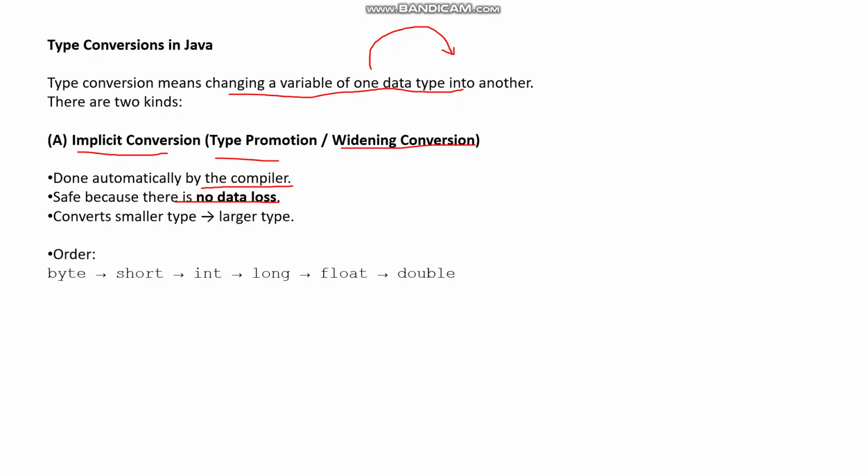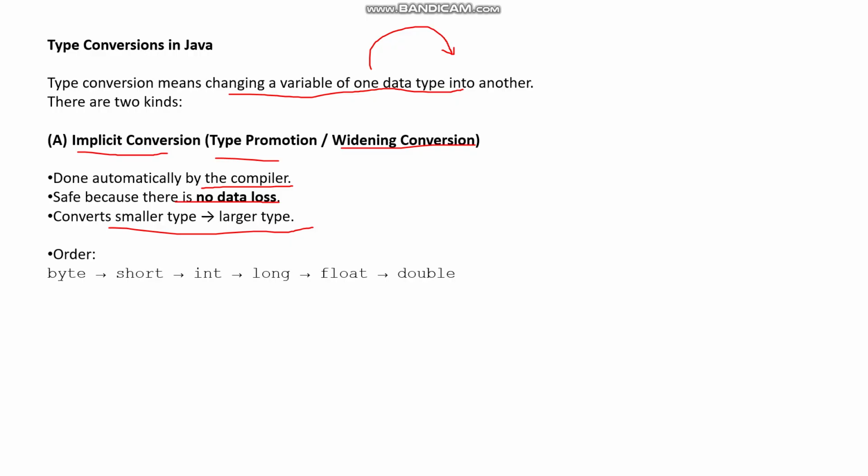Why? Because we are converting a smaller type into a higher type. There is no loss of the data here. It converts the smaller type to the larger type. Implicit means it is done automatically by the compiler. That's why the name is implicit type conversion. It is also called type promotion, or a widening conversion. Widening means nothing but converting the smaller type to the larger type.